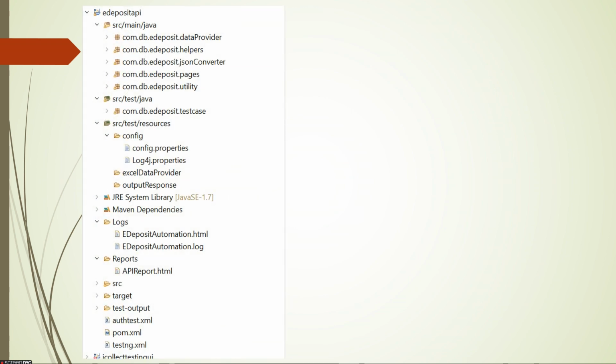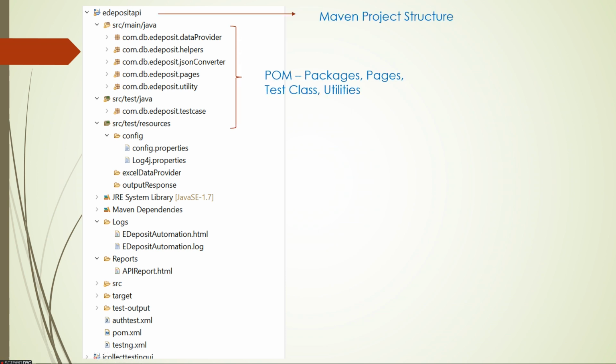If you see here, this is a sample structure of our test automation architecture. From the top, you see the project structure. This is basically a Maven project structure. Another thing is that you can see different packages which define the page object model, containing the packages: pages, test class, and utilities.